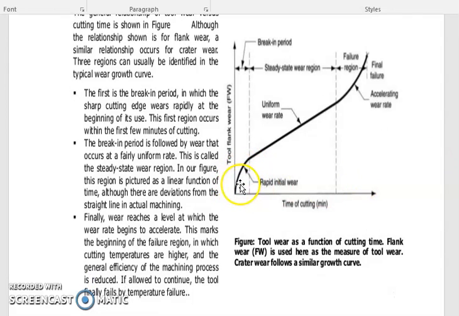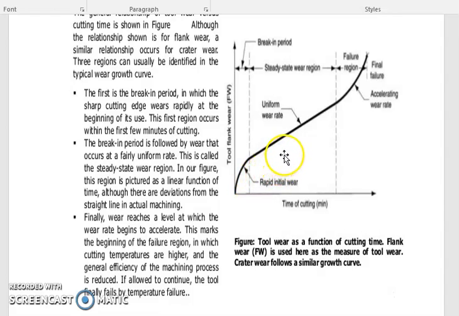First one, the break-in period. What happens in this period? Since the grinding wheel is initially sharp, the sharp cutting edges will wear rapidly at the beginning of its use. So it represents the rapid initial wear, and this corresponds to the first few minutes of the cutting.